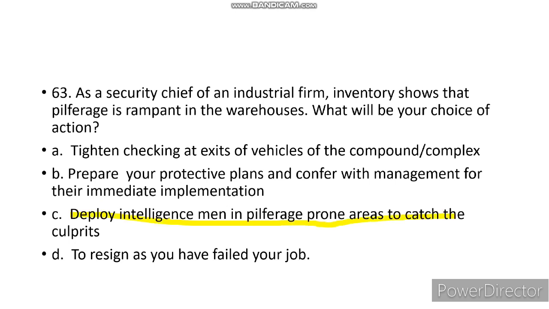Deploy intelligence men in pilferage-prone areas to catch culprits. Pa-deploy ka ng intel, ba? Para mahuli mo. That's it.